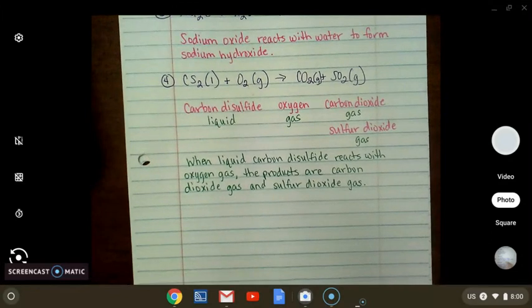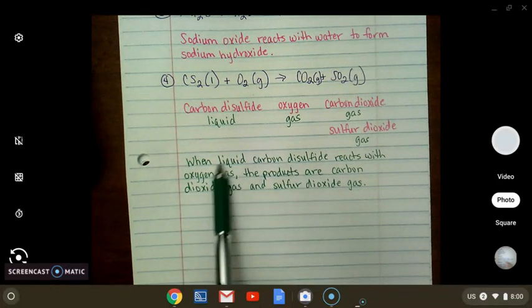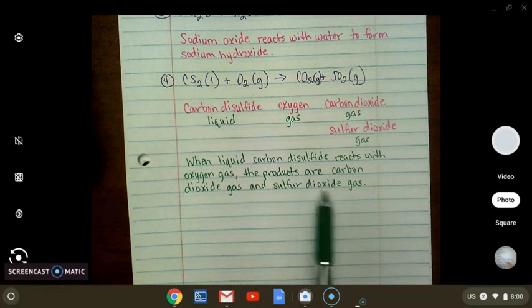You could say liquid carbon disulfide reacts with oxygen gas to form carbon dioxide gas and sulfur dioxide gas. I mean, you can rewrite this anyway, as long as you're showing that these two things are reacting and it's producing these two things. So anyway, that's how you write chemical equations.